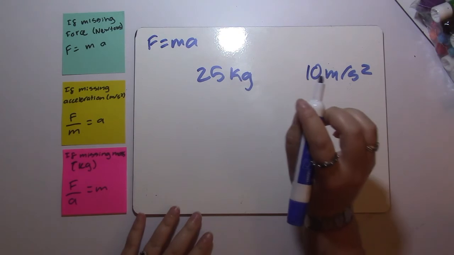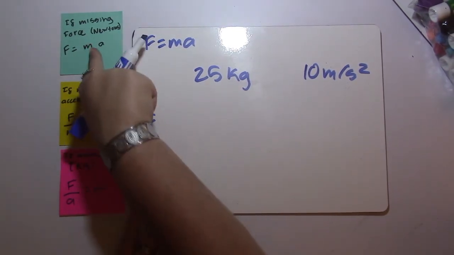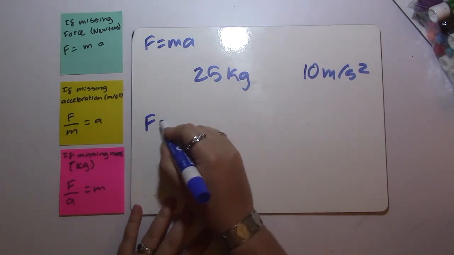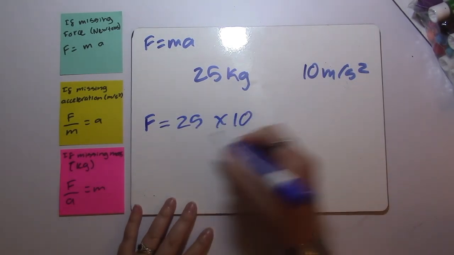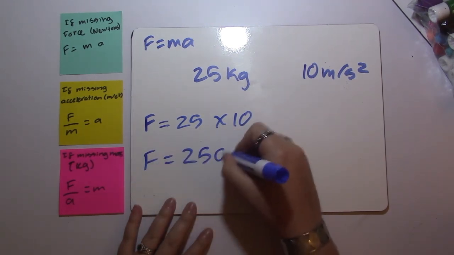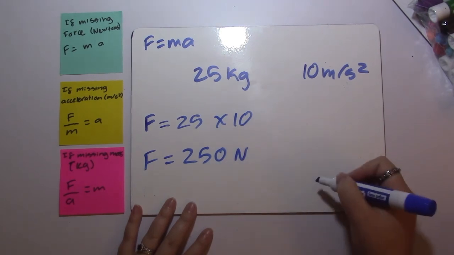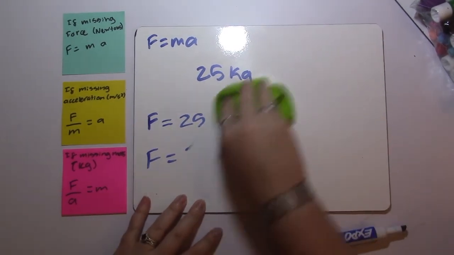All right, here's how you would do it. So force is our missing value, so we're going to use our regular base equation. Force equals 25 times 10, which means force equals 250 newtons. And that would be our answer. Let's try another one.